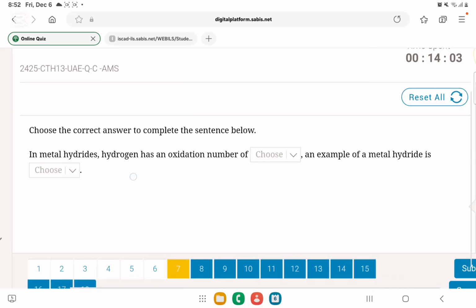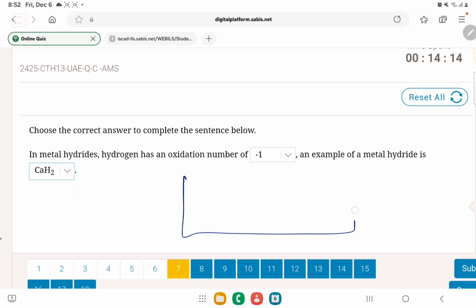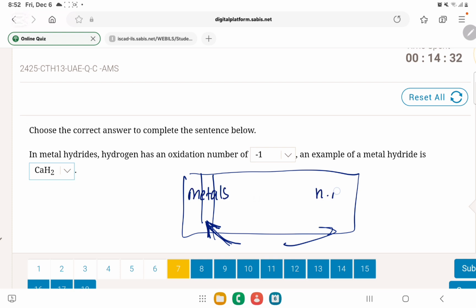Okay, in a metal hydride, hydrogen has an oxidation number of -1. An example of a metal hydride is CaH. By the way, if you don't have the metals memorized, it's just in the periodic table. The metals are on the left-hand side, and the non-metals are on your right-hand side. Okay? So here we'd have the metals, and here the non-metals. Just in case you don't know.